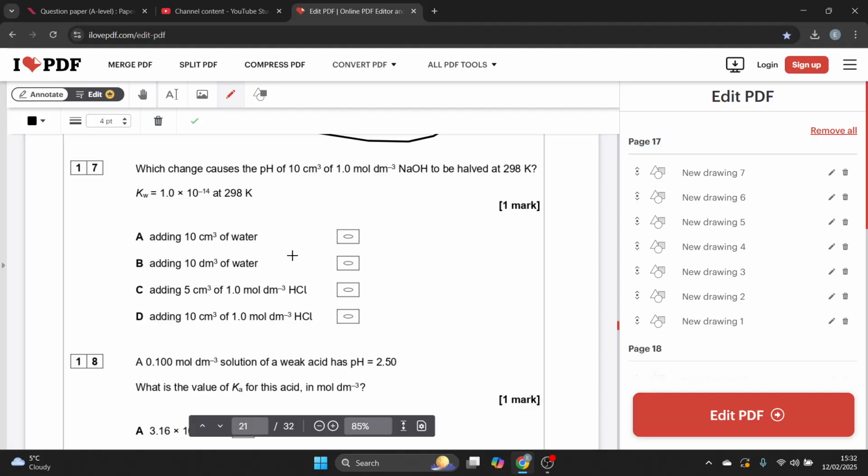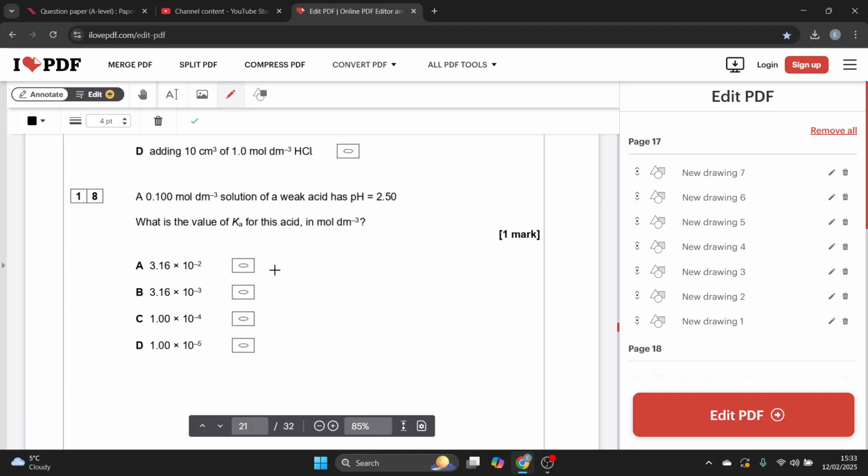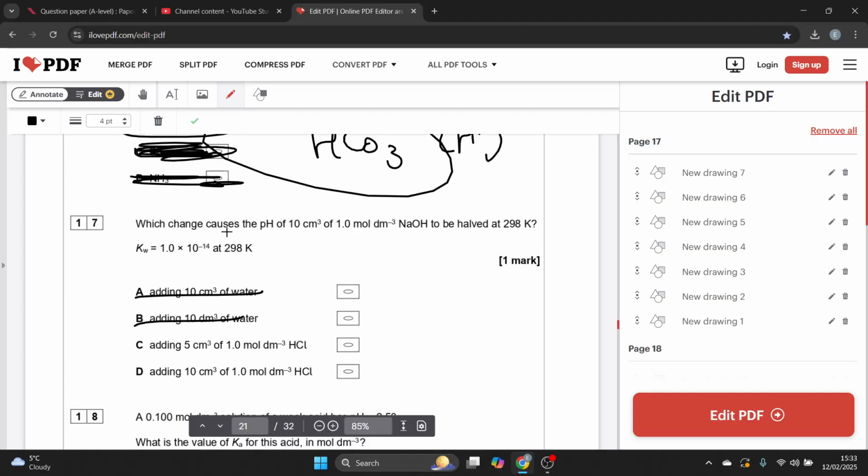Question 17. Which change causes the pH of this sodium hydroxide solution to be halved at 298 Kelvin? So adding 10 cm cubed of water. Well, what are the moles of that? 10 divided by 1000 times 1, that's 0.01. I want the one that causes the pH to be halved. Adding 10 cm cubed of water, adding 10 dm cubed of water, that's not going to do anything, those two.